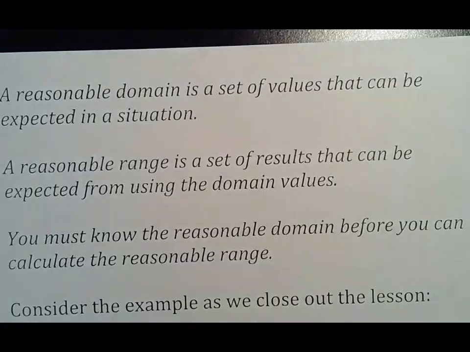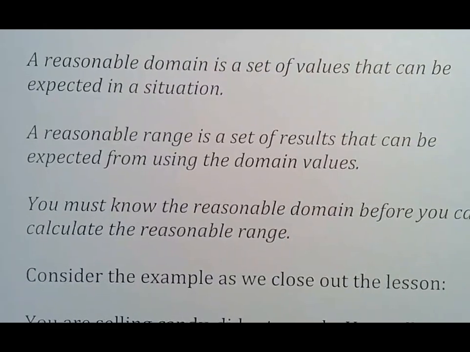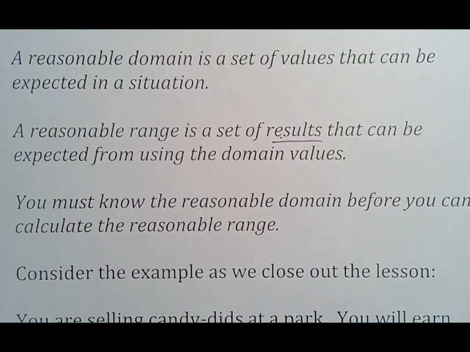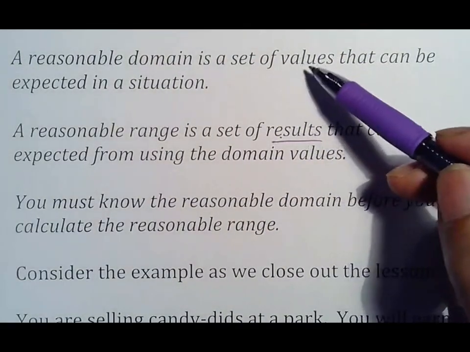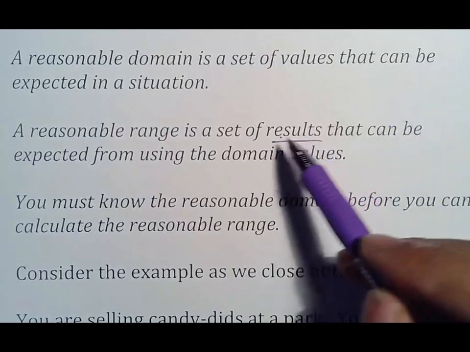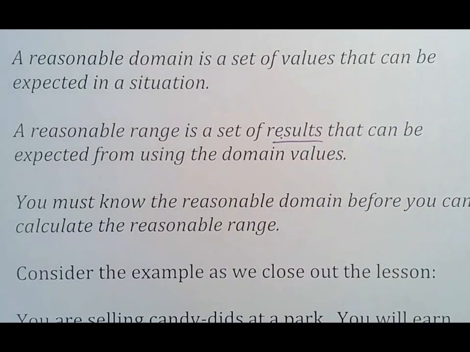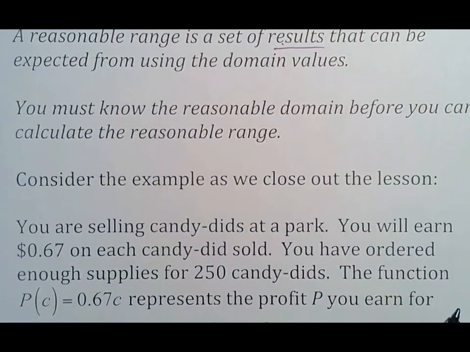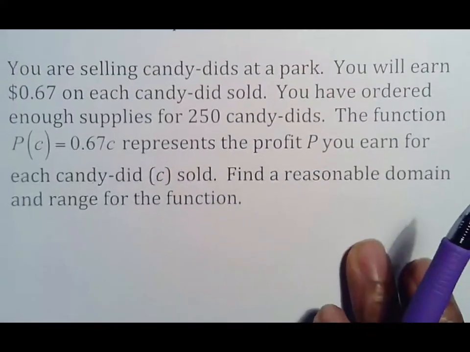All right. So a reasonable domain is a set of values that can be expected in a situation. A reasonable range is a set of results. So domain, as I was talking about, is values that can make sense. The range is the results that make sense. So you must know the reasonable domain before you can calculate the reasonable range. So consider this as we get ready to close our lesson.